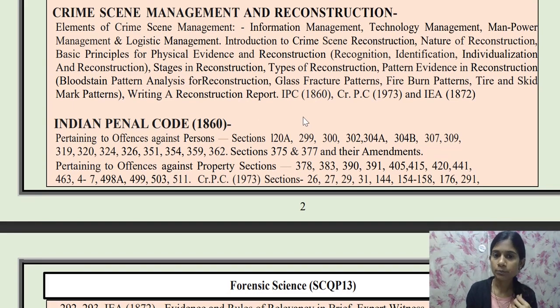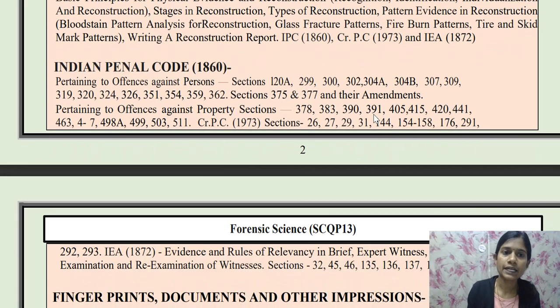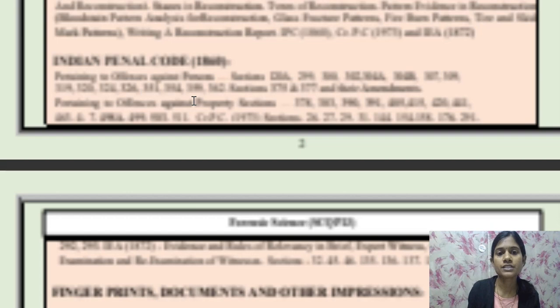Then coming to IPC, Indian Penal Code. Actually IPC, CRPC and IE have been changed with different names and different sections, but it was not yet applied to the academics. So we are going with the old IPC, CRPC and IEA only. For this exam you have to prepare that old legal system only. So IPC, CRPC and IEA, especially the Indian Penal Code 1860, where different crimes are added.